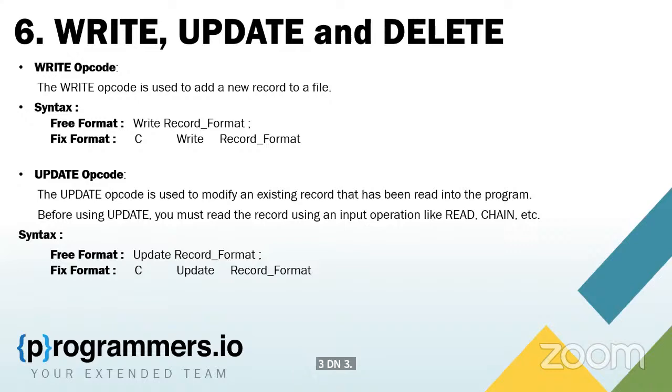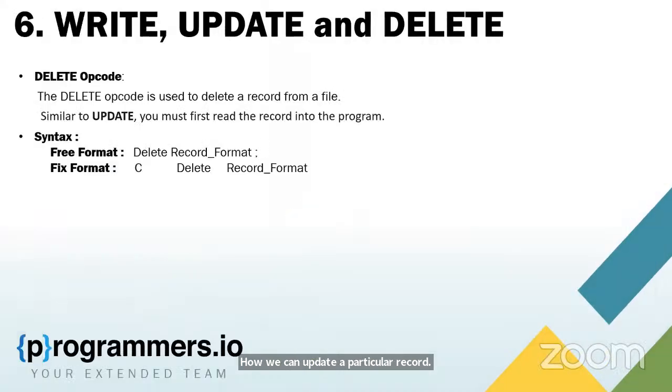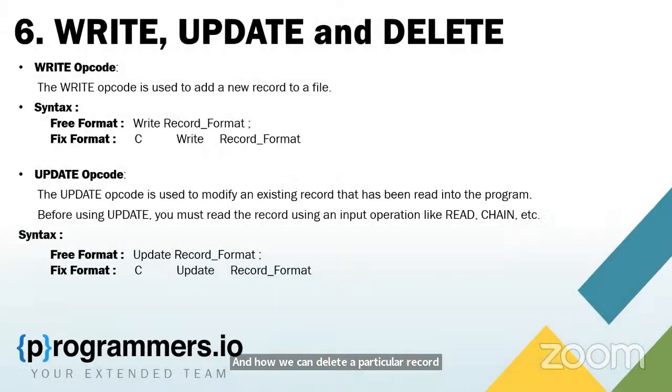The next slide is about file operations: how we can write a record into a file, how we can update a particular record, and how we can delete a particular record from a file. So the WRITE opcode is used to add a new record to a file. The format syntax will be the same. You have to use the WRITE opcode and the record format name. In the C spec, in the opcode section, you have to use the WRITE opcode, and in factor 2, you have to write the record format name.